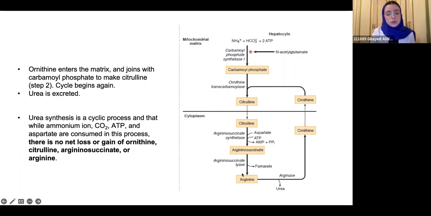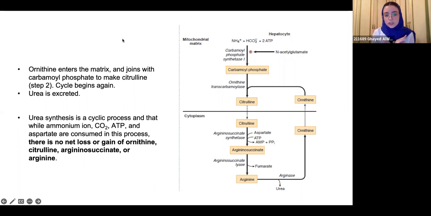And arginine is also going to be broken down. So this gives us the last reaction of the urea cycle. So arginine is broken down by arginase, and you get urea, which is excreted in urine. And then you also get ornithine, which goes back into the matrix and combines with carbamoyl phosphate to make citrulline. I know it's a lot of repetition, but this is the way that you guys will end up memorizing it, is just by repeating it, even when you're studying on your own.